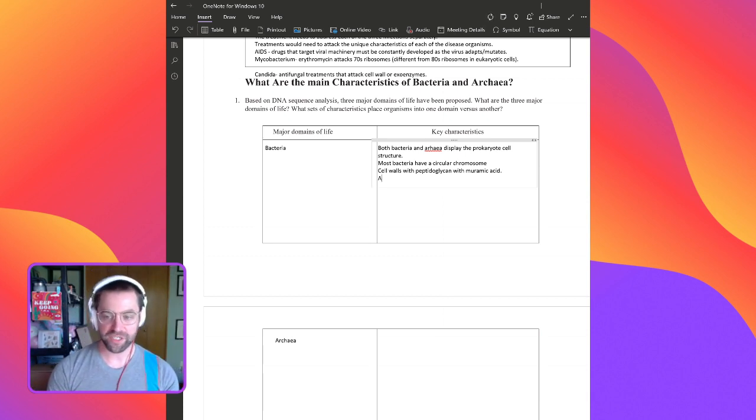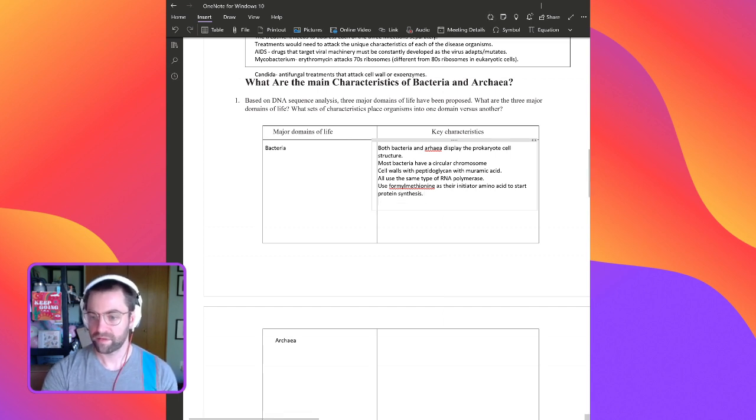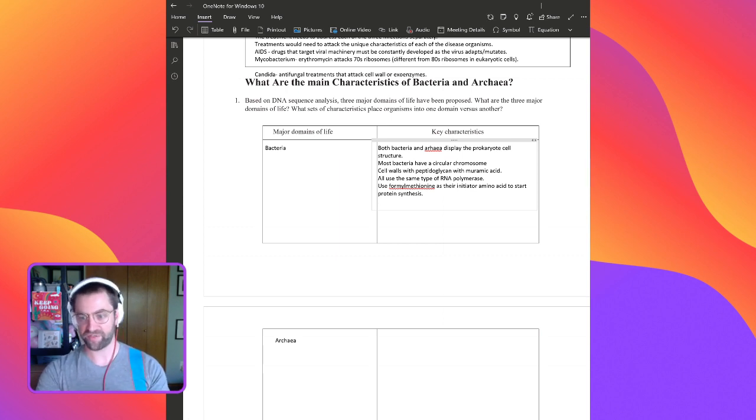So all bacterial species use the same type of RNA polymerase. They use formyl methionine as their initiator amino acid to start protein synthesis. Formyl methionine: a formyl group is added to the amino group. It is specifically used for initiation of protein synthesis from bacterial and organellar genes.